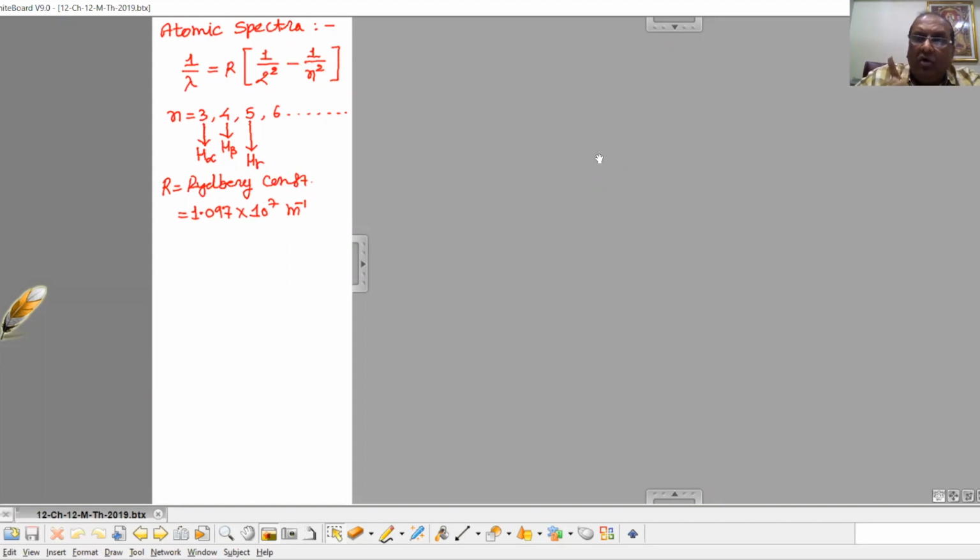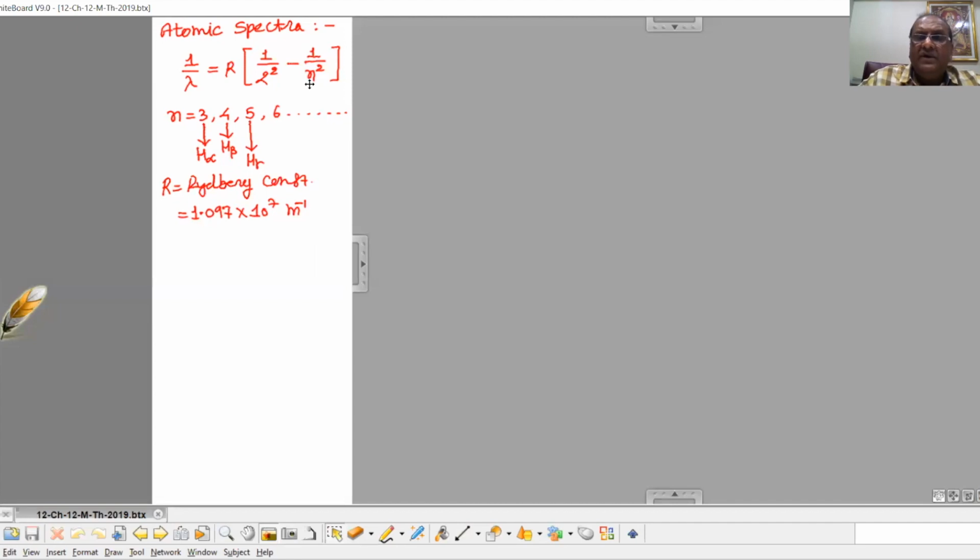All the wavelengths of Balmer series can be calculated with the help of the equation 1 upon lambda equals R into (1 upon 2 square minus 1 upon n square), where n is 3, 4, 5, 6 and so on. Here R is the Rydberg constant. Its value is 1.097 into 10 raised to 7 meter inverse.